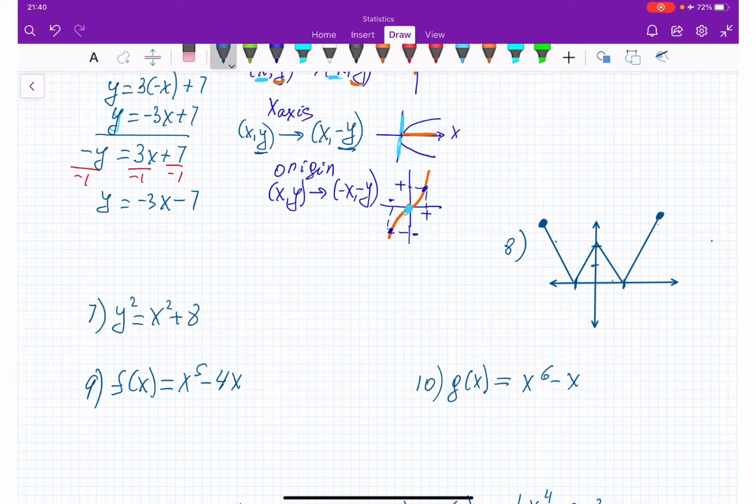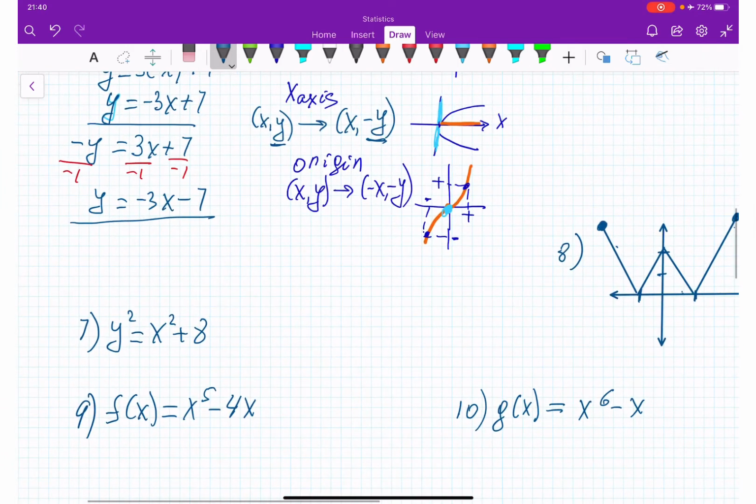If I check by origin, that means I'm going to take negative x, then I should get negative y, right? So I'm going to replace negative x with negative y and see if we get the same equation. Okay.